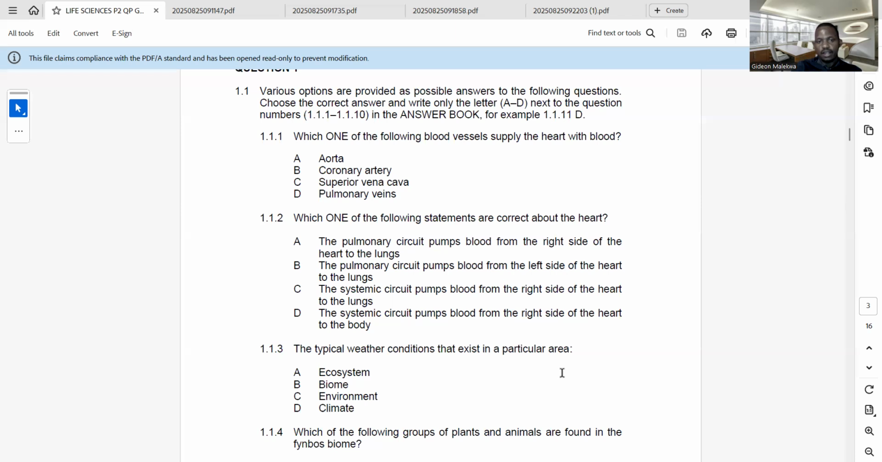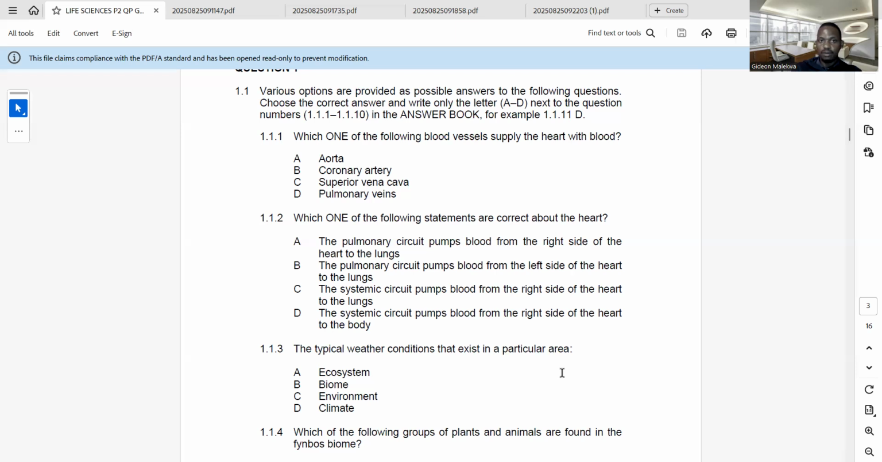So guys, whilst we are still on this question, because remember, I'm also helping you with the whole topic of the heart. This question is focusing on the pulmonary circuit and the systematic circuit. So here are the things that we need to know. Pulmonary circuit is associated with the lung. So the pulmonary artery carries the blood from the heart to the lungs, and then the pulmonary vein carries the blood from the lungs to the heart.